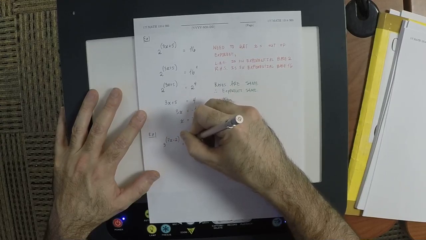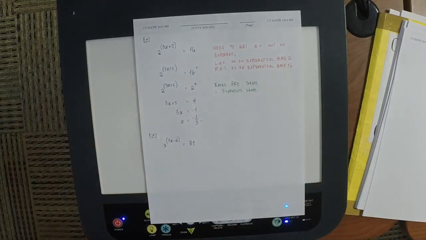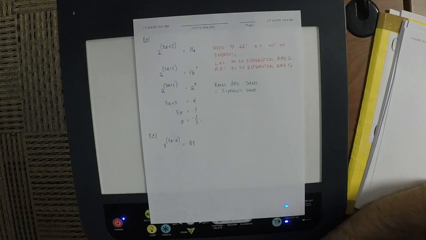So that being the case, how about 3 to exponent 7x minus 2 is 81? Using more or less the same trick.